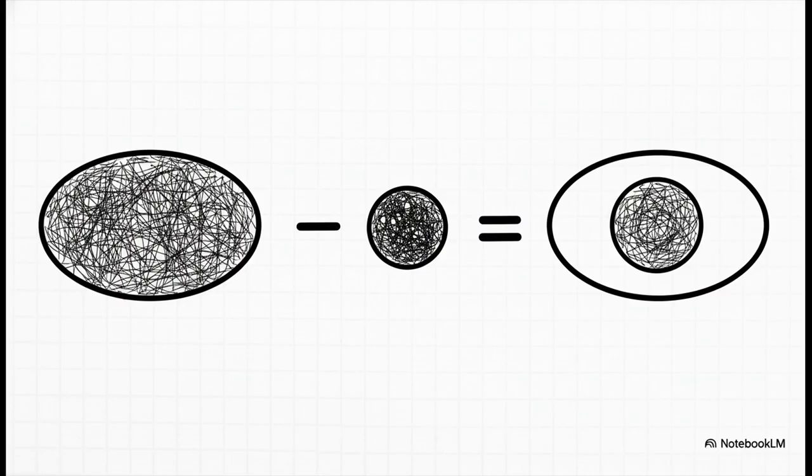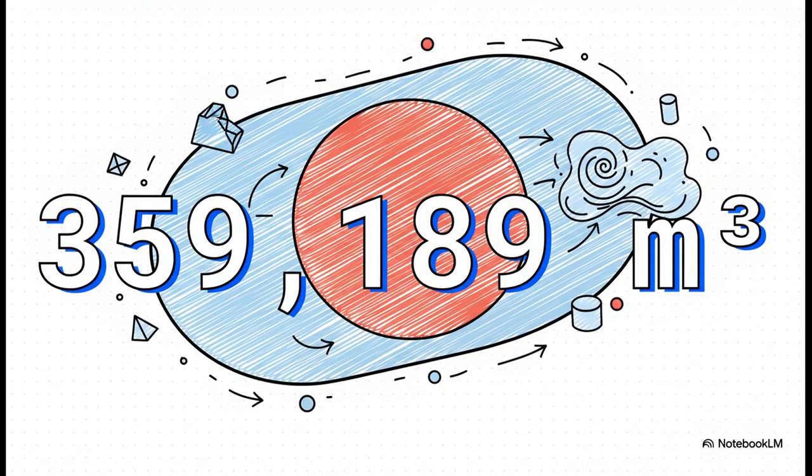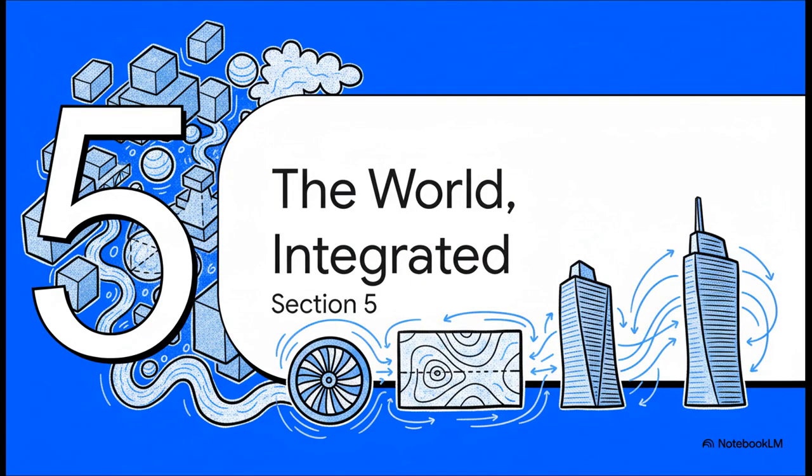Well, after all that calculus, the final step is the easiest part. It's just simple subtraction. You take the big number, subtract the small number, and there it is, our final answer, 359,189 cubic meters. And that is the volume of that incredible, beautiful space that at the beginning seemed pretty much impossible to measure. Okay, section 5, the world, integrated.